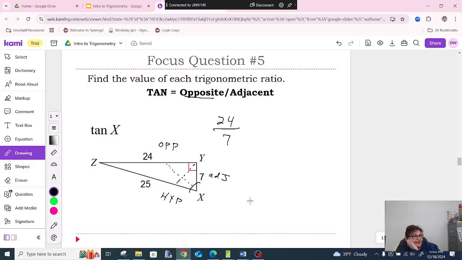Always. Just like in Pythagorean theorem, right? A squared plus B squared equals C squared. C is always your hypotenuse. It would always, 90 will be the largest angle because it's a right triangle. Yes. It'll be the longest side.